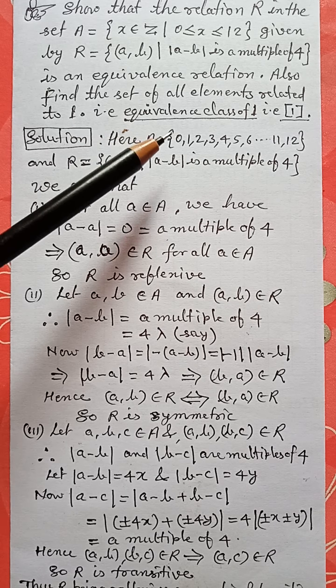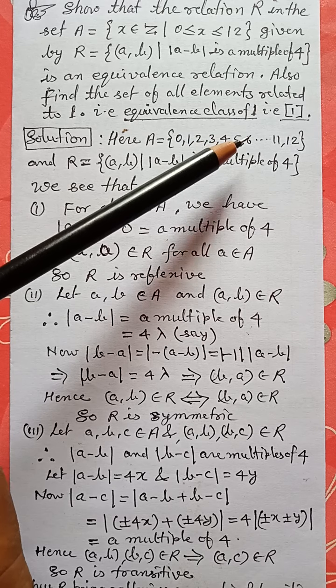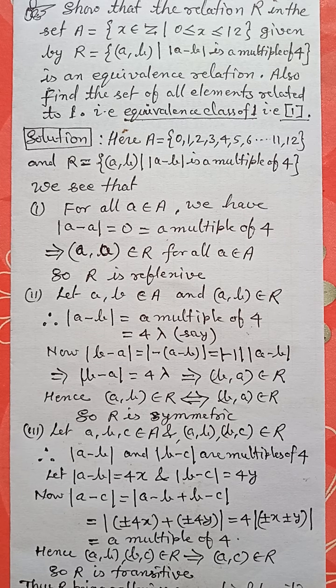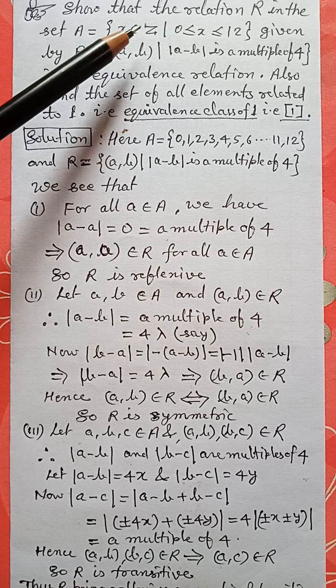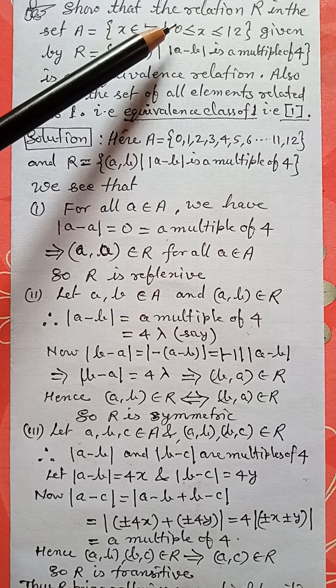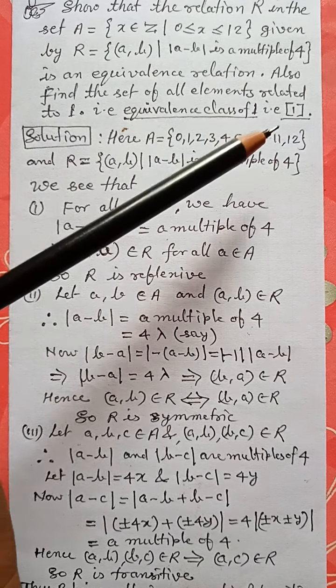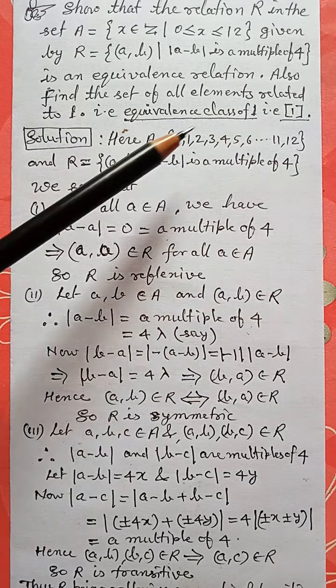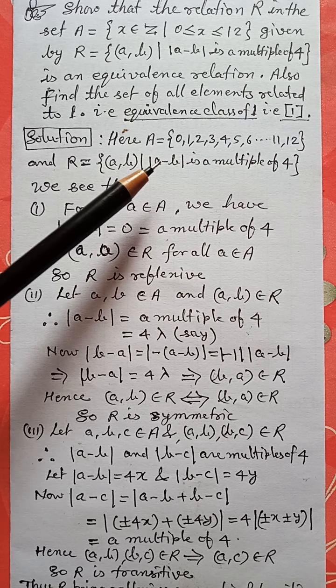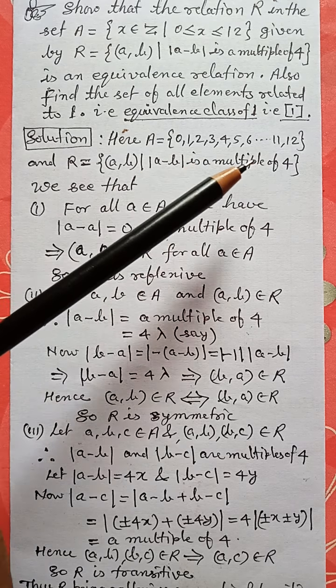Here A is equal to {0, 1, 2, 3, 4, 5, 6, 7, 8, 9, 10, 11, 12}. Why? Because Z is the set of integers and the elements are between 0 and 12 inclusive. Hence A can be written in roster form like this. Now the relation R is equal to the set of all ordered pairs such that A minus B is a multiple of 4 and this ordered pair is taken from A cross A.